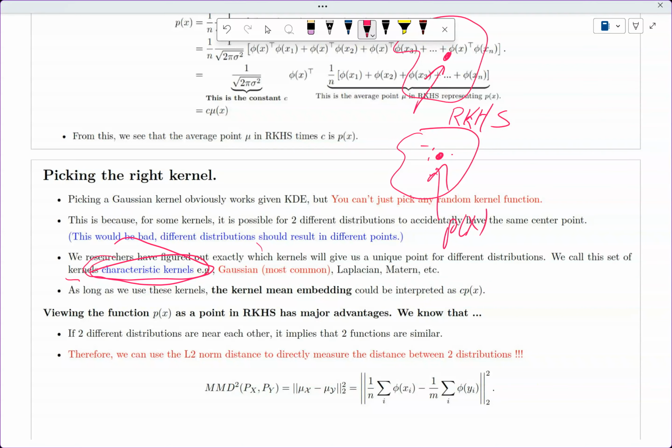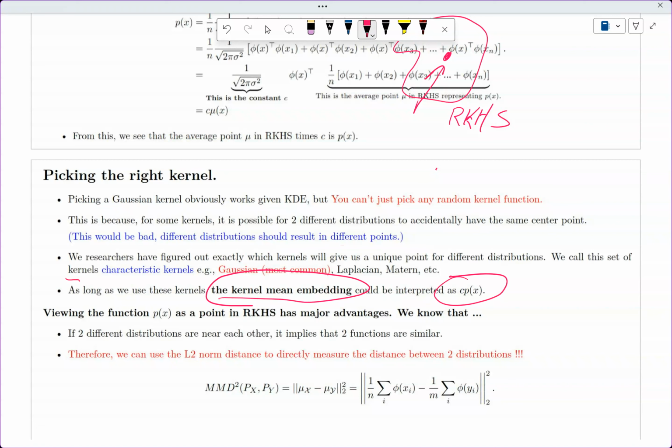and Gaussian is the most common one. Hence, when we use kernel density estimation, we use Gaussian. But you can also use Laplacian, Matern, etc. There are lots of characteristic kernels. Okay, so the point is, as long as you stick with the characteristic kernels, the kernel mean embedding can be interpreted as the probability distribution scaled.